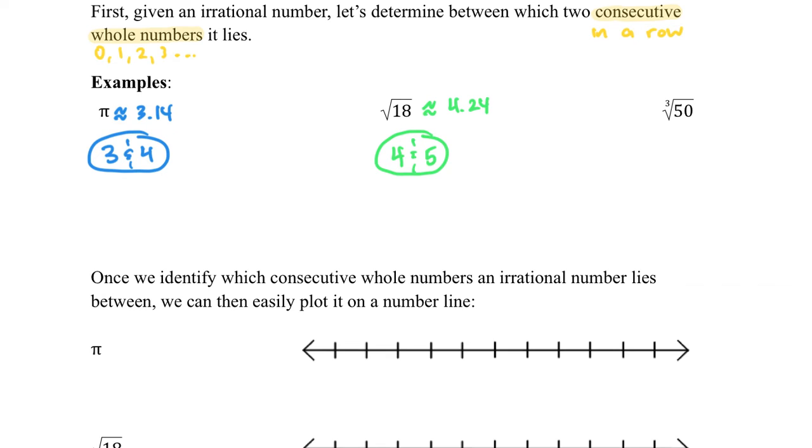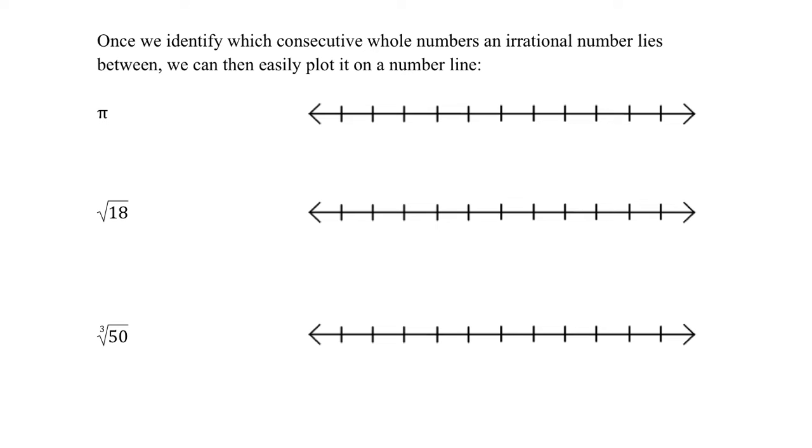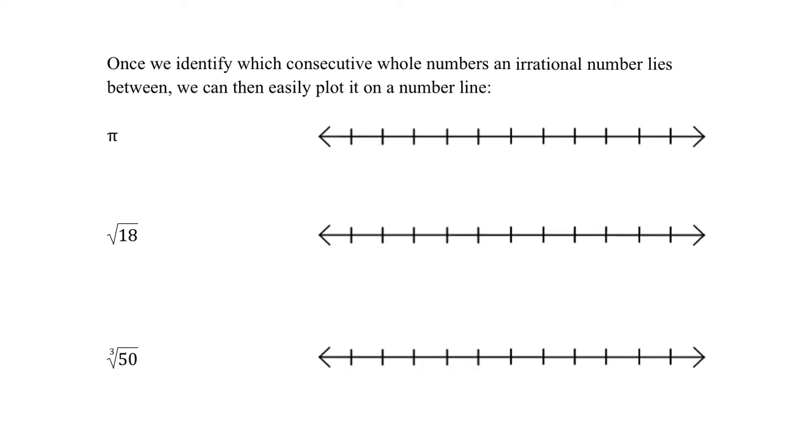And finally, we have the cube root of 50. If you put that in your calculator, you would see that that's approximately 3.68, which means it falls between 3 and 4. So pretty simple, okay? Now, from there, we can start plotting these things on a number line. We have the same three numbers: 3.14, 4.24, and 3.68.